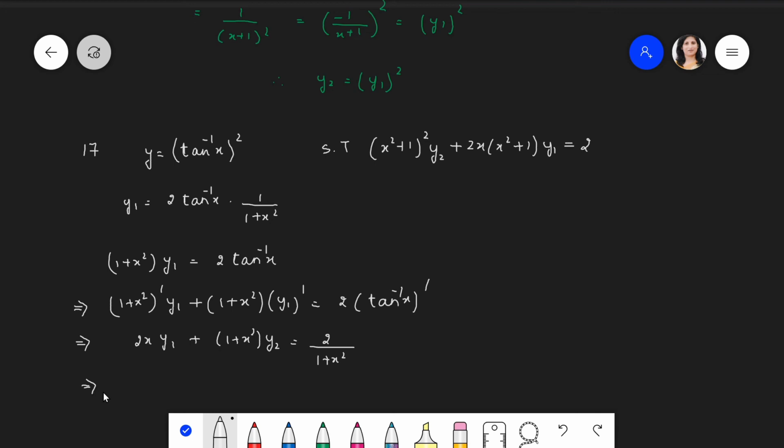So this term you can again shift here. So I'm writing the second term first. So we'll get here 1 plus x square whole square y2 plus, now the next term, 2x into 1 plus x square y1, and on the right side 2. So this is the same result that we had to show here. So the result is thus shown, and you can once again understand here that because of this shifting of this term to the left hand side, the number of steps reduced and the solving part was also simpler.